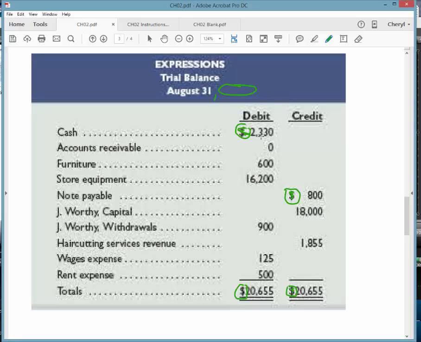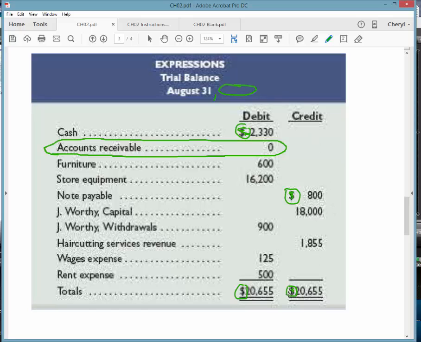Okay. So, right now they're showing you accounts receivable as a zero balance. Okay. Normally, if there's not a balance, you leave that account off. But this is just so that you can actually see that accounts receivable is an account and that there is a zero balance.